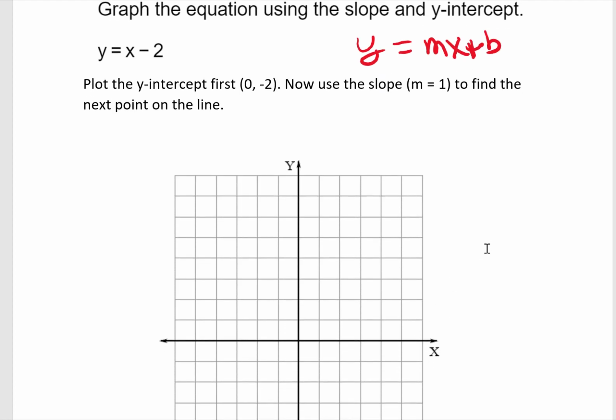So I can go ahead and plot that point first, which will be right here. And then I can use the slope to find the next point on the line. The slope tells me the rise over the run. So my run is going to be 1 and my rise is 1. I'm going to keep going in that same direction, and there's the graph of the line.